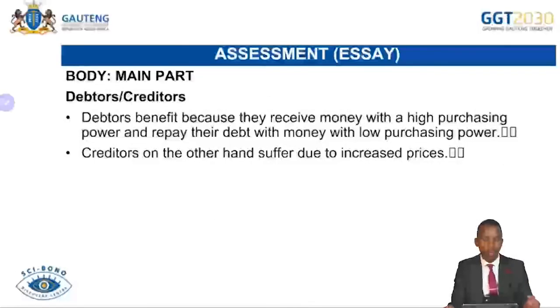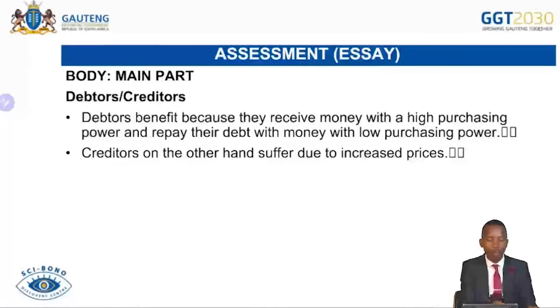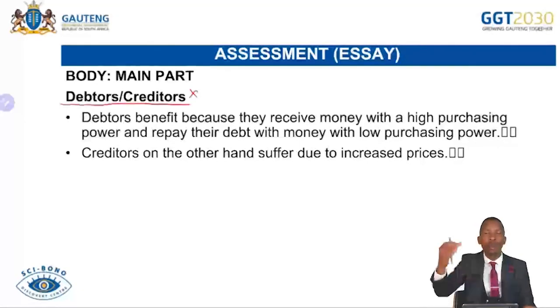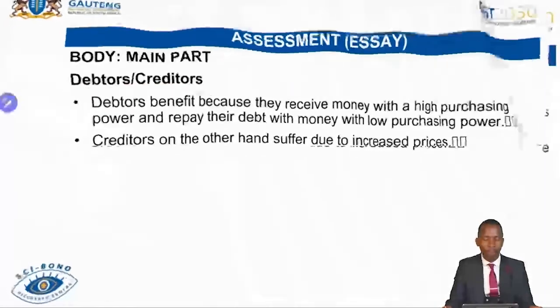And then we talk of debtors and creditors. That's when we go into depth. Remember, if this was given as a heading, it cannot be awarded a mark because it was given. Debtors benefit because they receive money with high buying power and pay it back with lower buying power, while creditors, on the other hand, lose because they give money with more buying power as a loan and receive it back as payments with lower buying power.